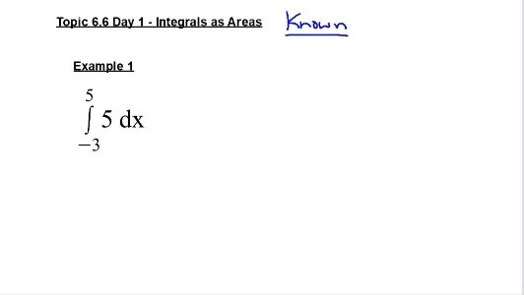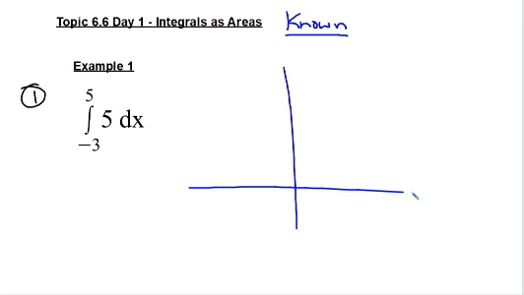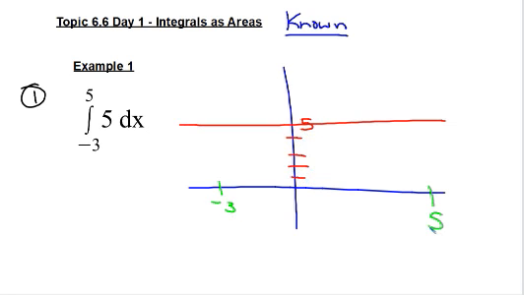So for example, look at this first example right here. This is the integral of a constant function. So on all of these today, you need to draw a picture. This is just a constant function going through 5, 4, 3, 2, 1, and we're evaluating it from -3 over to 5.